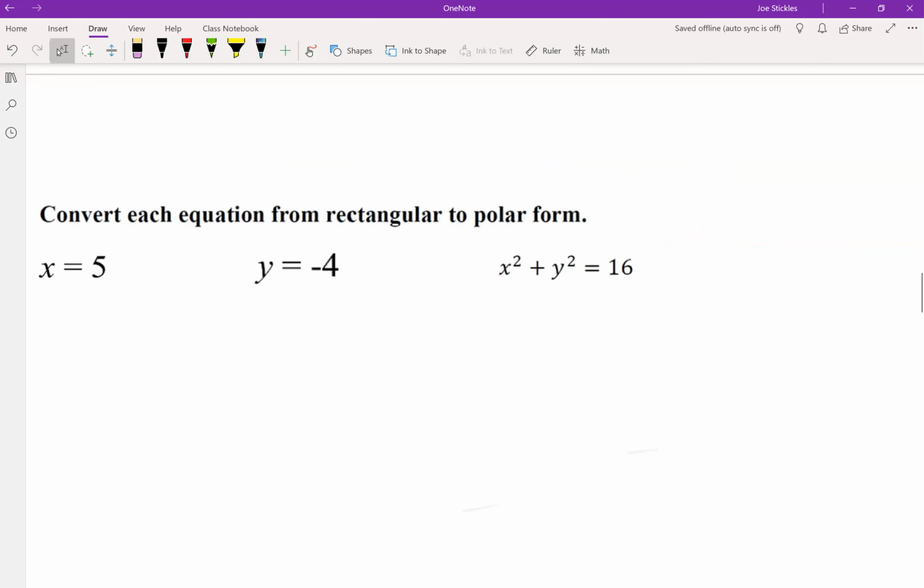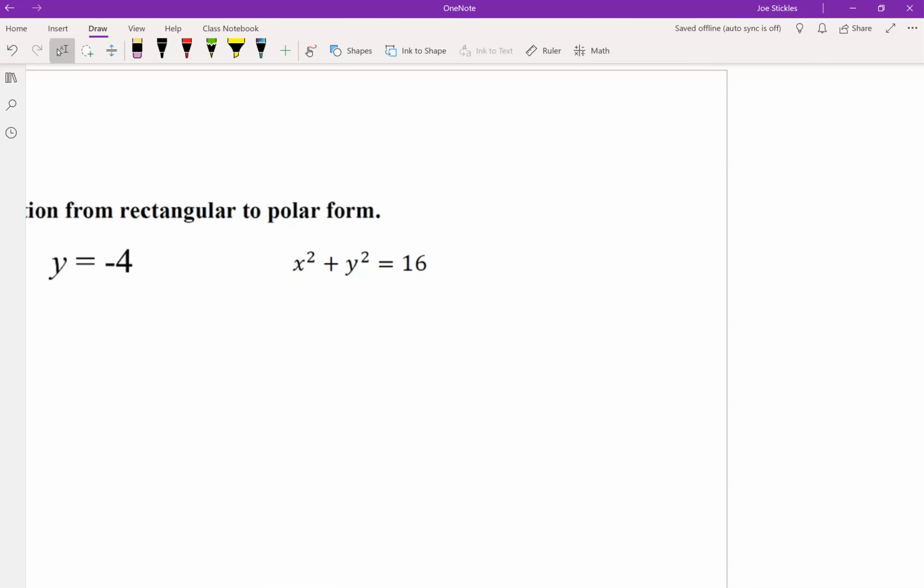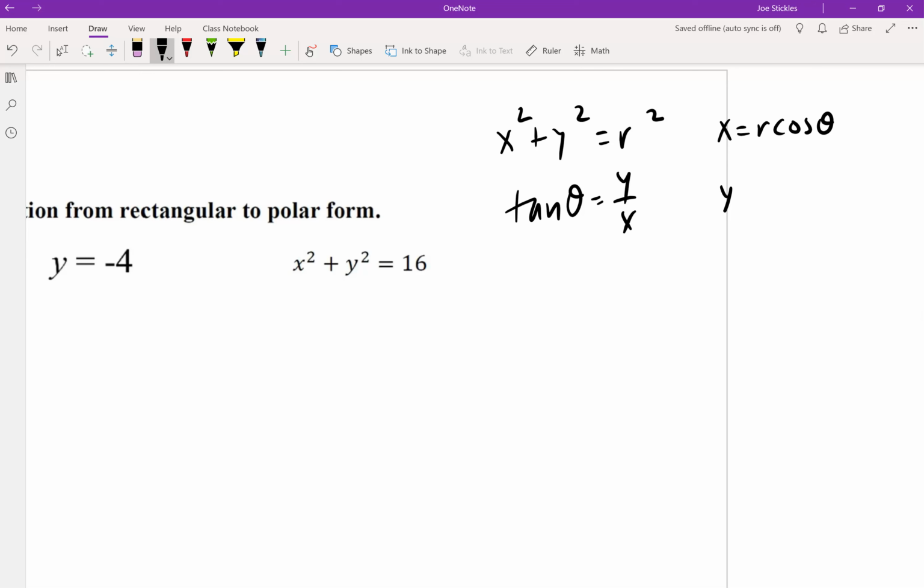I'm going to write all of them down over here to the side. We remember we had x squared plus y squared equals r squared. We have tangent of theta equals y over x. What else did we have? We had x equals r cosine theta and y equals r sine theta.